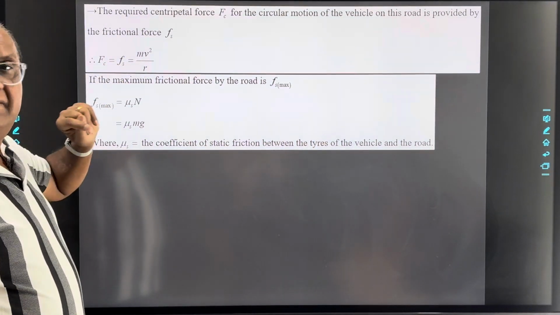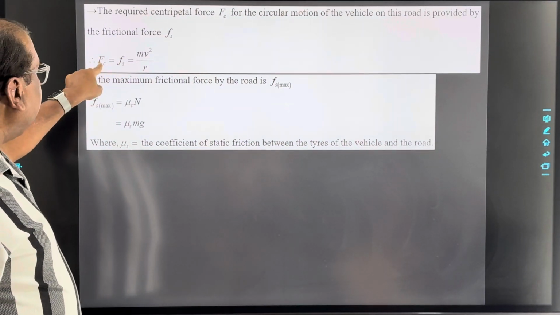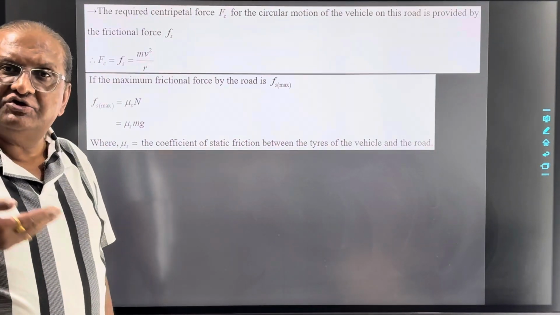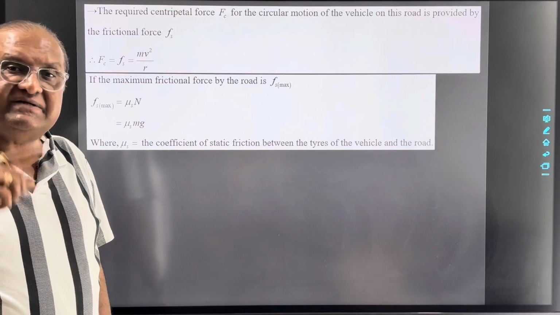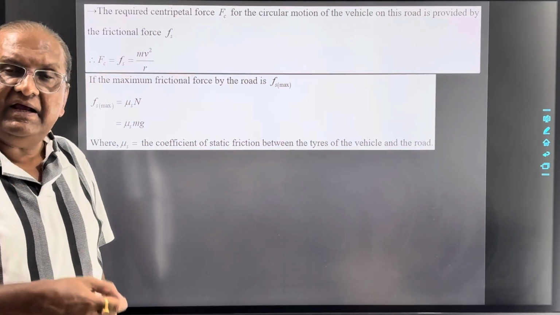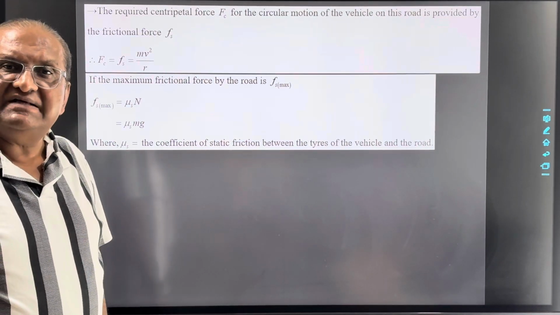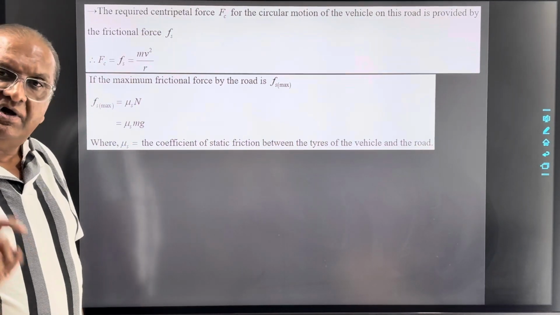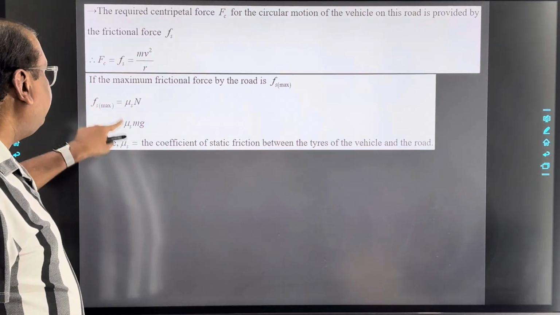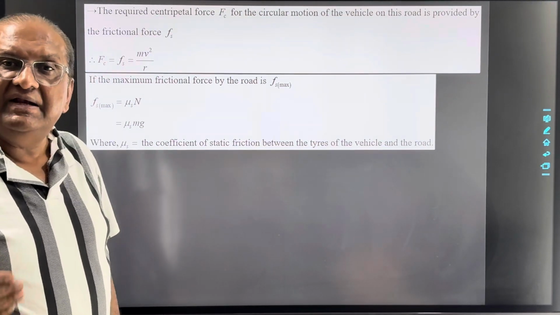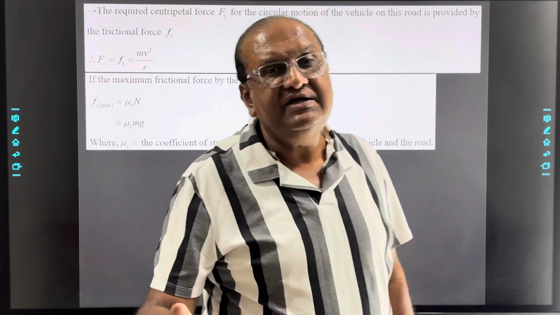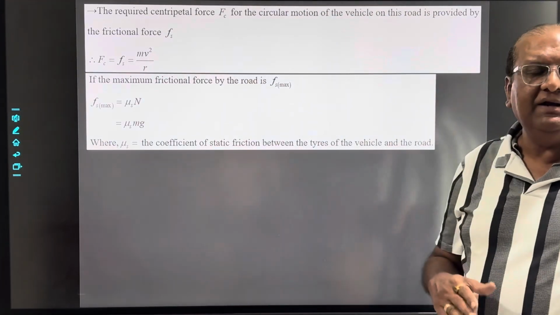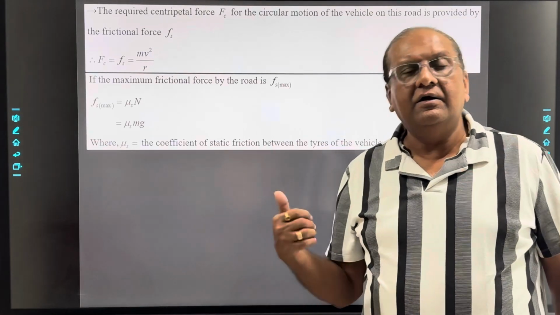Now here, this required centripetal force should be less than Fs maximum, because see here, if we increase the speed v, then the required centripetal force increases. No doubt, here friction also increases, but friction has a certain limit. It can increase up to Fs maximum, which is equal to mu s into N, but N equals mg. So we can say Fs maximum can be increased up to mu s into mg, where mu s is the coefficient of static friction between tire and road.